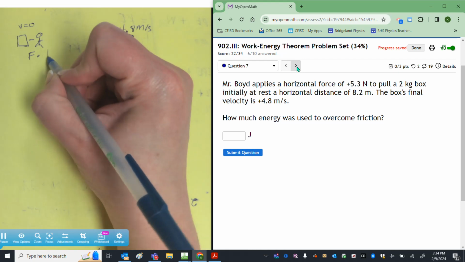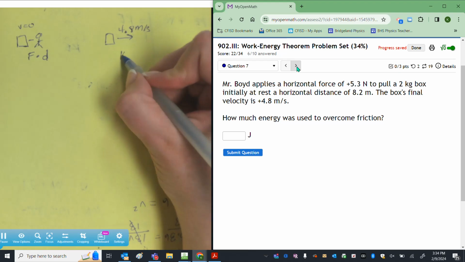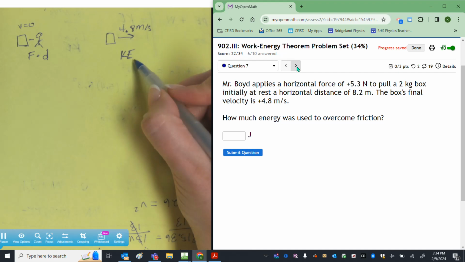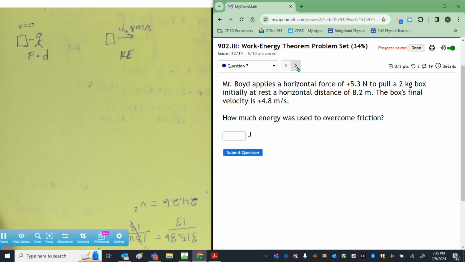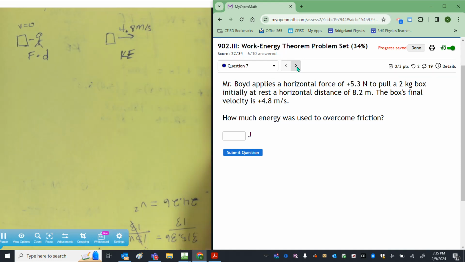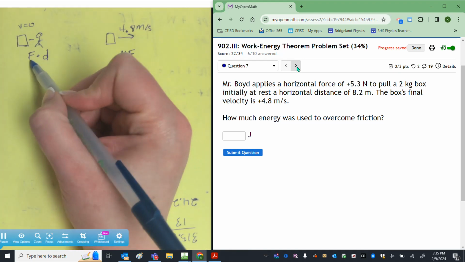So they gave me the force and the distance. I know at the end it's moving, I have kinetic energy. Again, sometimes it's easier to start at the end. So I have kinetic energy at the end. There's no mention of height, there's no mention of anything elastic. Okay, there is mention of friction though, how much energy was used to overcome friction. Okay, so we are going to need to take that into account in a second, because that implies that there might be friction. However, it is also possible that the work he did, again, it gave me a force and it gave me a displacement here.